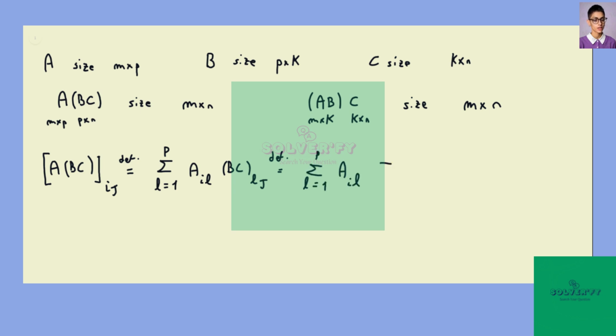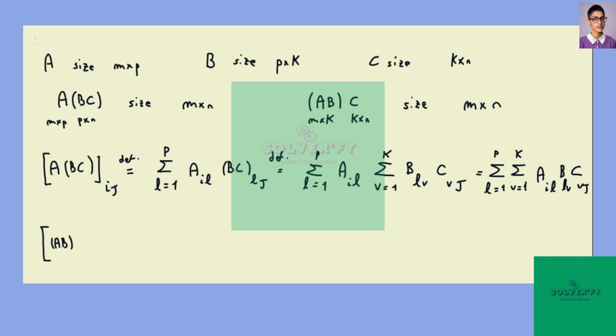the LJth element of BC is given as the sum for V, let's say, that goes from 1 to the number of columns of the first factor, so of B, which is K, of course, of B_LV C_VJ. And now we write everything together as the sum L from 1 to p, V from 1 to k of A_IL B_LV C_VJ.